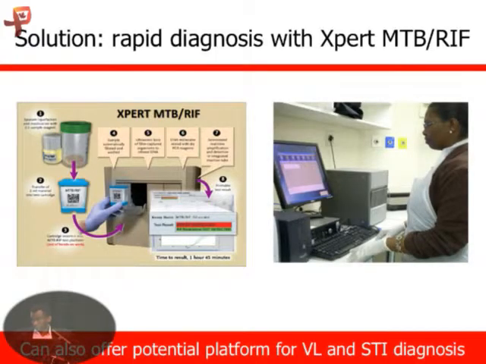So what can we do? GeneXpert is the new molecular diagnosis that identifies the DNA of the mycobacteria in a very simple 6-7 step procedure where you can put the sputum after processing in a cartridge, and you find the result, not only the presence of mycobacteria, but also the presence of rifampicin resistance. And GeneXpert also provides a potential platform for determining viral load as well as diagnosis of sexually transmitted infections.